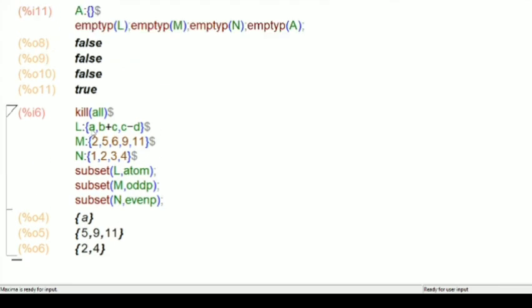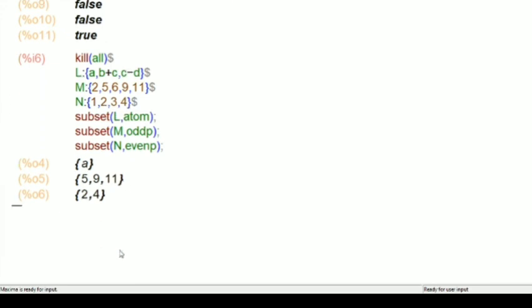Yes, here the only atom is A. These are sums of two numbers or differences of two numbers. So the subset of this L is A, this set. And subset of M with only odd integers. What are odd integers? 5, 9, 11. And in the next one, subset of N with only even integers. What are even integers? 2 and 4. This is what it is displaying.